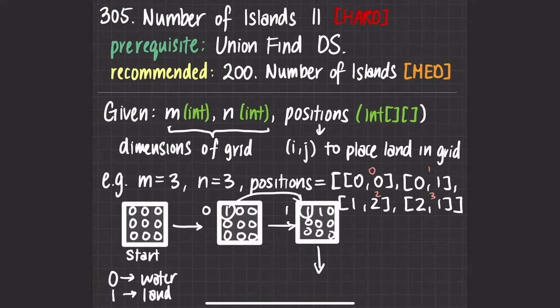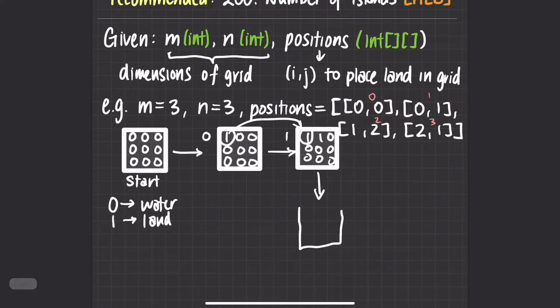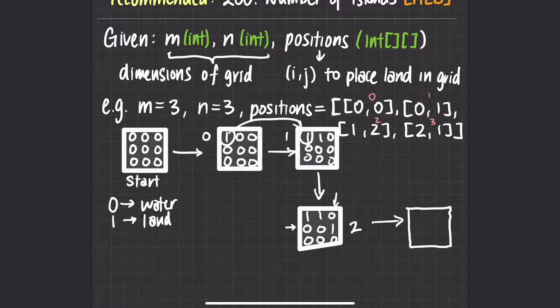And then here for index 2, so this is 1, and this is 2. Right here, that's going to be updated to a 1. Everything else carries over from before. And this is the state of our grid after index 2 of positions. And then following that, for the last position update, we're going to change the 0 at position 2, 1 into 1 as well. So everything else remains the same.